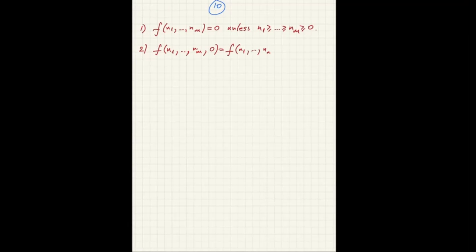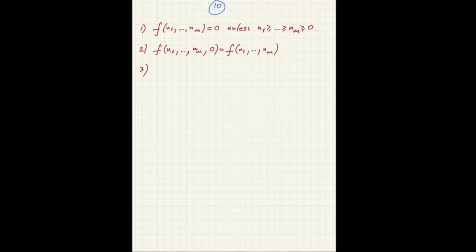So this function f of n1 and so on has these properties. f of n1 and m is 0 unless we actually have a tableau that could possibly correspond to it, let's say greater or equal to 0. So we extend it to entries which are greater or equal to 0. And then we agree that if you have a 0 at the end, it's the same thing as if you remove the 0. That's easy.